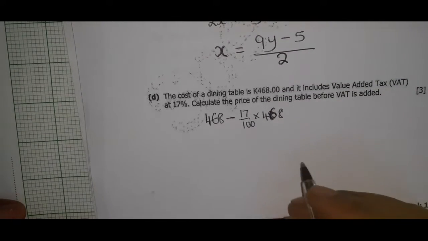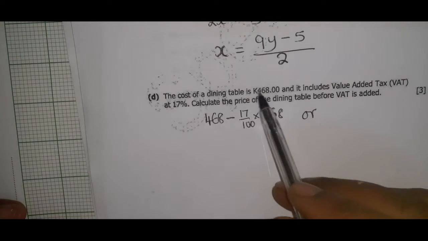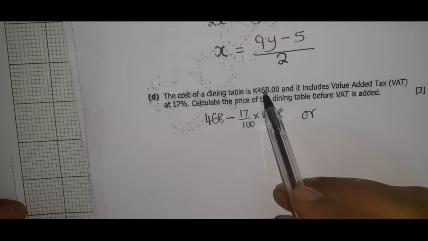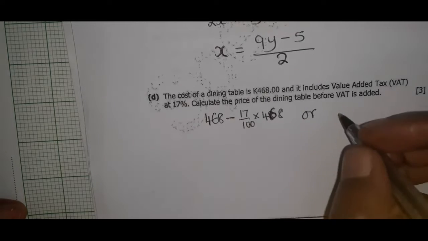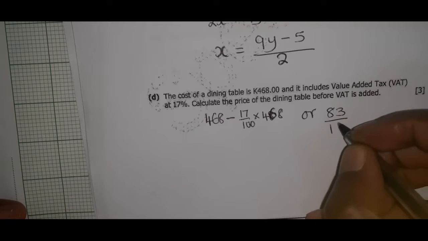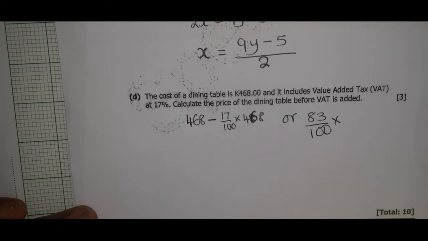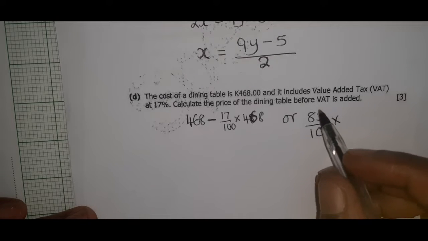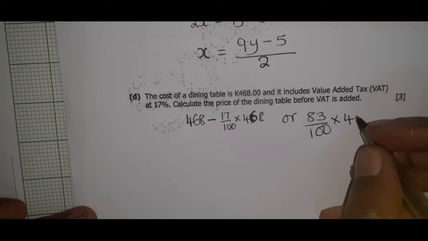Or I'm just thinking, if 17% of this amount is VAT, it means the other percentage, which is 83%, is the amount that was there before VAT was added. So we can also say how much is 83% of this amount.